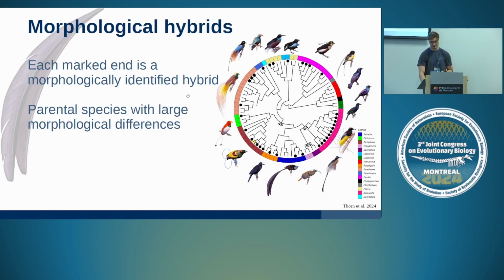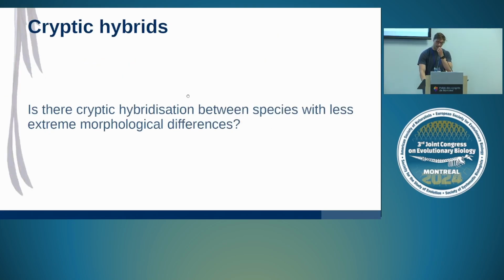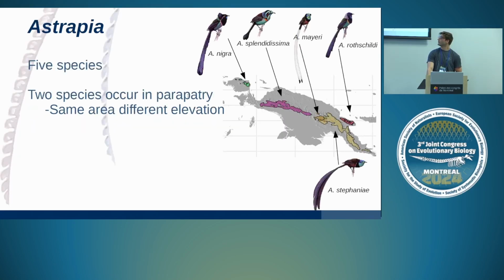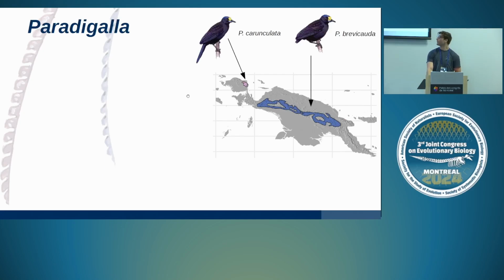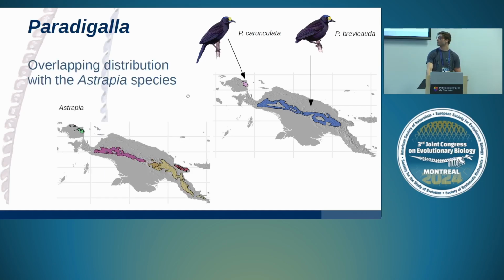But then I was interested in whether we missed a lot of hybrids from species that have smaller morphological differences between them. So that is what I wanted to test. I focused on two groups. This one, Astrapia, which are these 5 species, but 2 of them overlap, and Paradigalla, which historically have been placed in the same genus, but now they've been split for some time. But they have some overlapping distributions, which makes it interesting to look for contemporary hybrids in them.